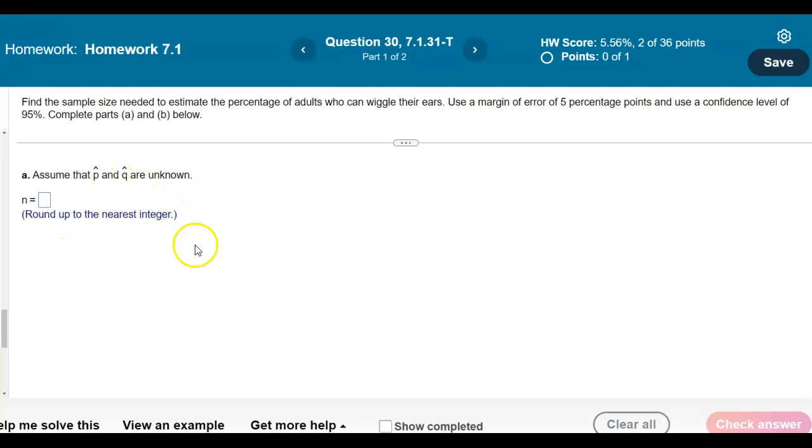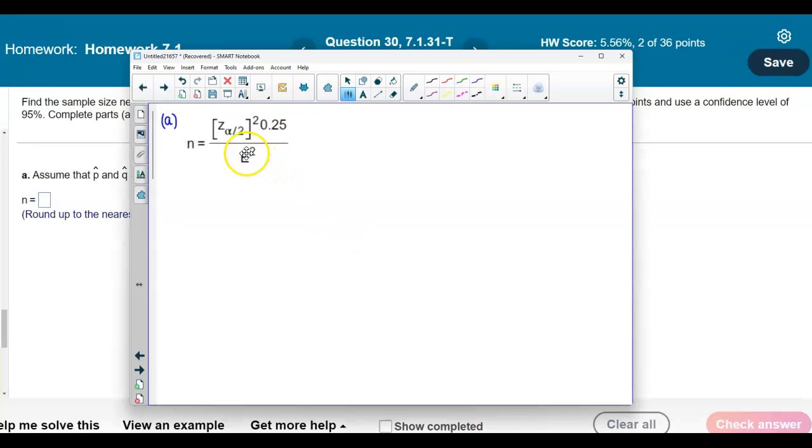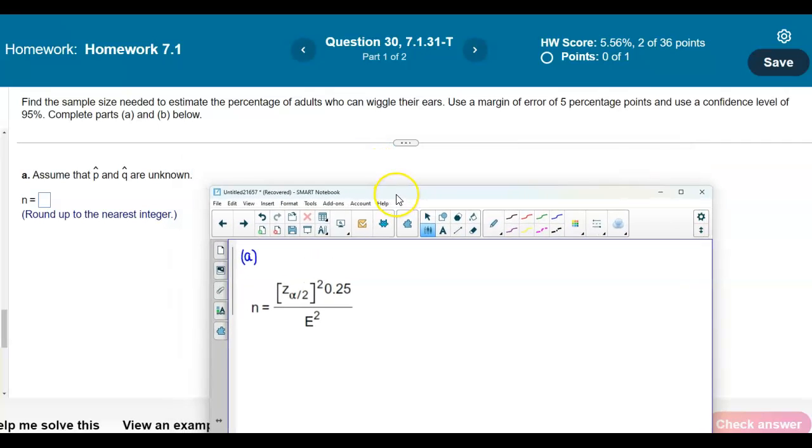And then we're going to round up to the nearest integer. So here's the formula that we're going to use for the sample size. Now we need to find information. So we already know that the margin of error is 5 percentage points, and in this case that is equivalent to the decimal 0.05.